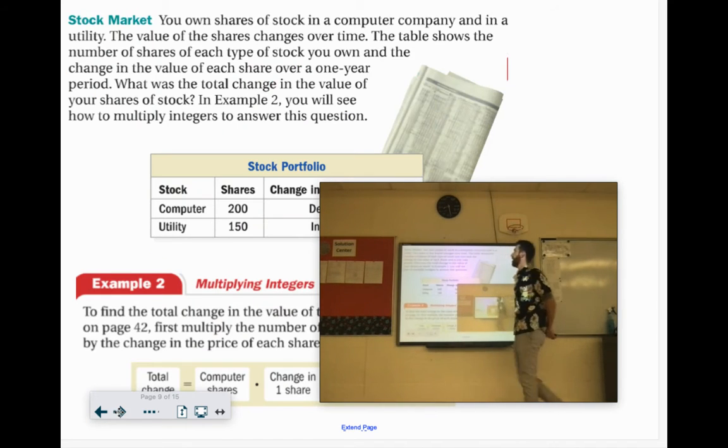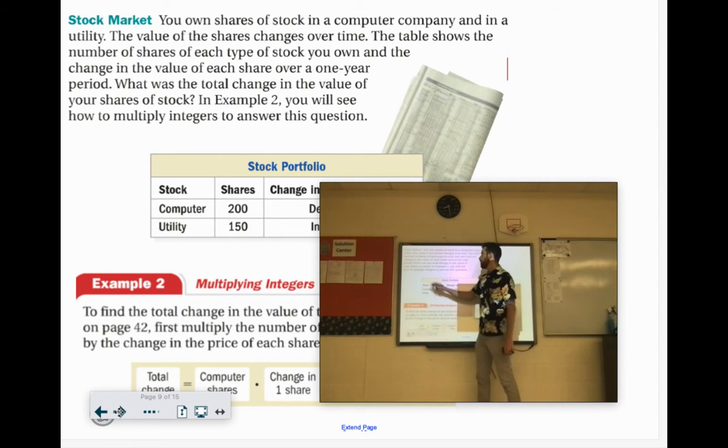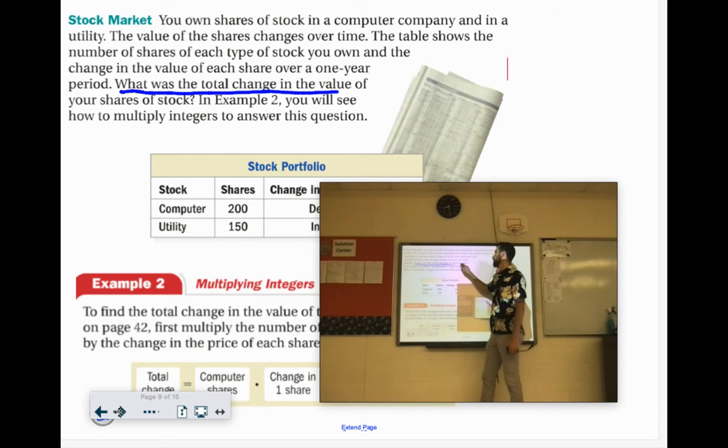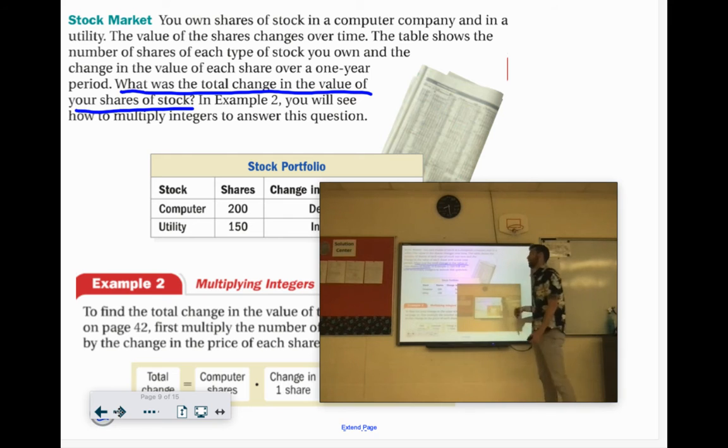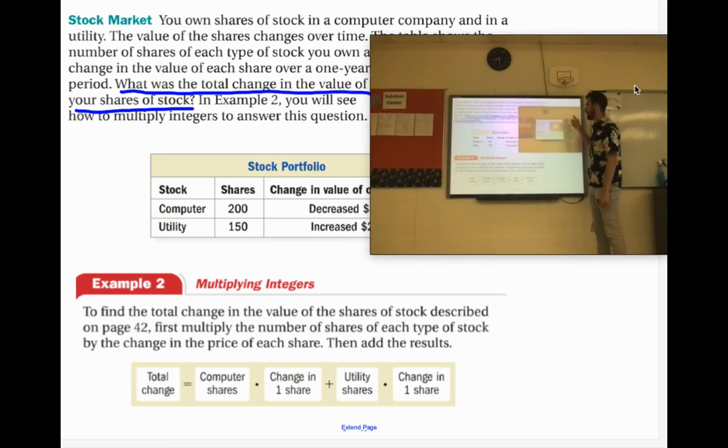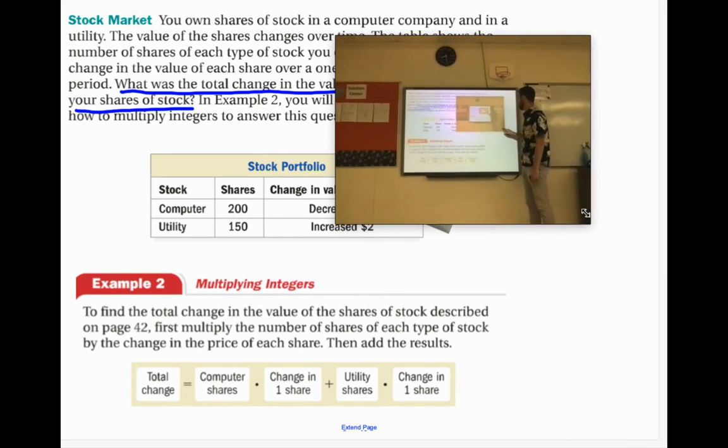Oh my goodness. You own shares of stock in a computer company and in a utility. The value of the shares changes over time. The table shows the number of shares of each type of stock you own and the change in value of each share over a 1-year period. What was the total change in the value of your shares of stock? Well, we'll see. Let me move over here. Let me make myself a little bit smaller.